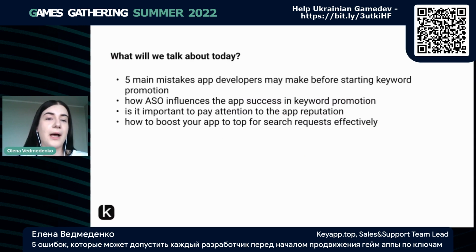Today, we will talk about five main mistakes app developers may make before starting any type of promotion, but particularly keyword promotion. We will focus on how ASO influences app success in keyword promotion, whether it is important to pay attention to app reputation and work with this part, and of course, how to boost your app to top for search requests effectively.